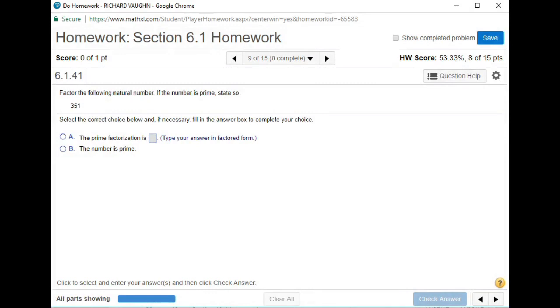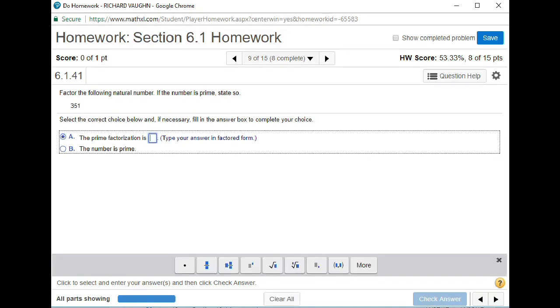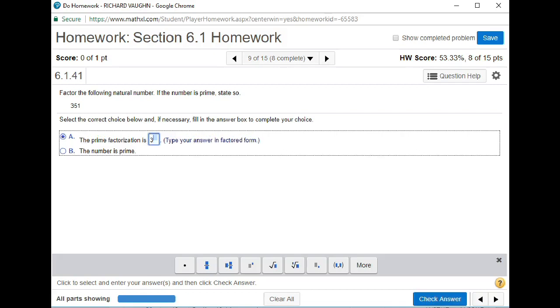Now 351. Again, it's odd, so it's not divisible by 2, 4, 6, 8, or any of that. We'll do the sum of the digits. 3 plus 5 is 8, plus 1 is 9. 9 is divisible by 9, so we're going to factor out 2 factors of 3. When I divide by 3, I get 117. So that's 3 times 117. 117 is also divisible by 3, so we're going to get 2 factors of 3. This is actually the same number we had just a few minutes ago on that other problem.